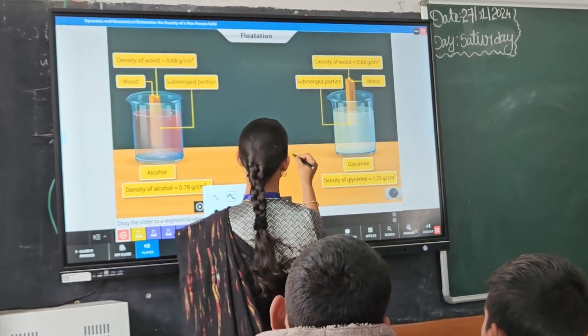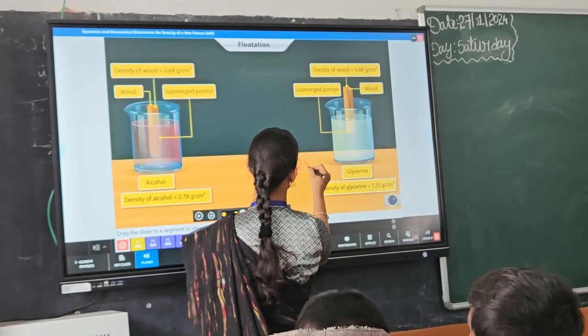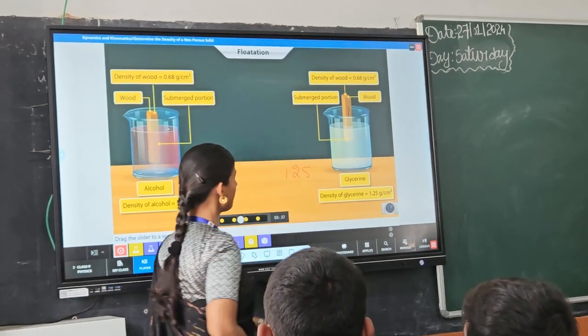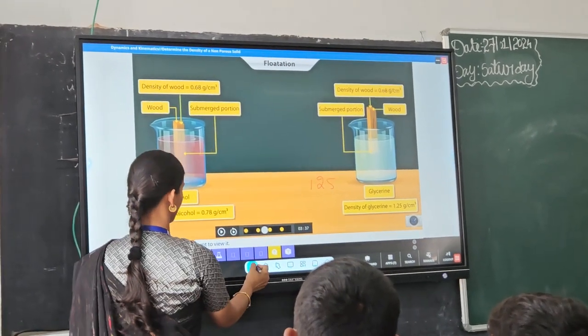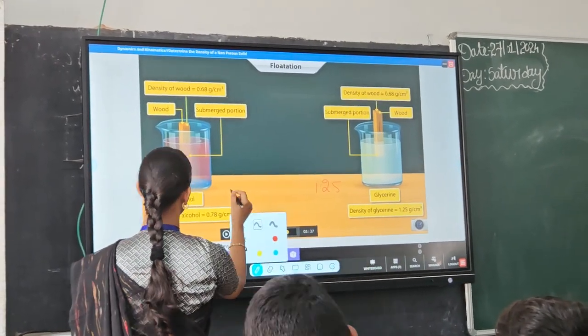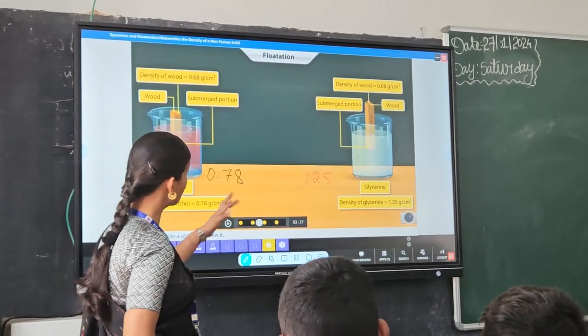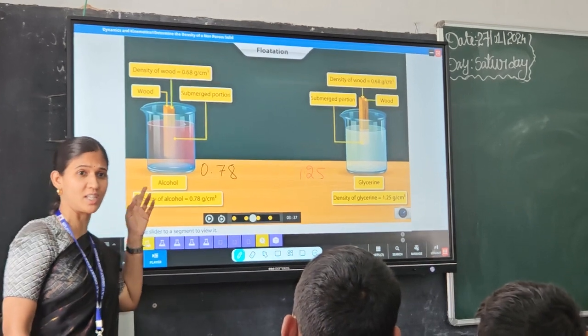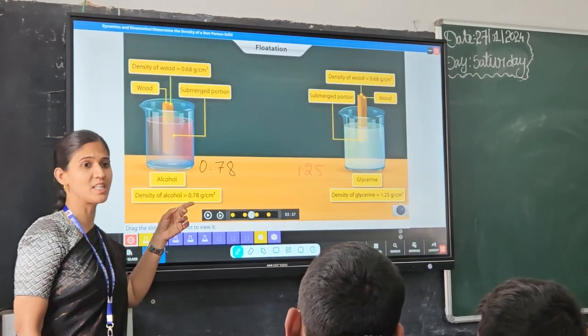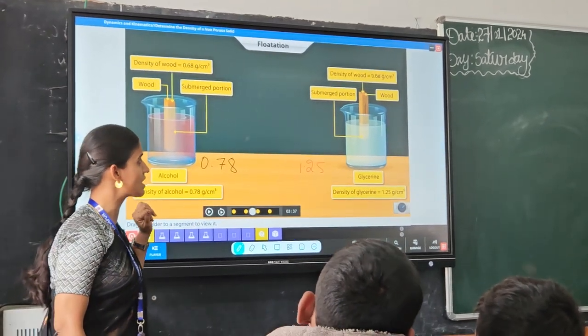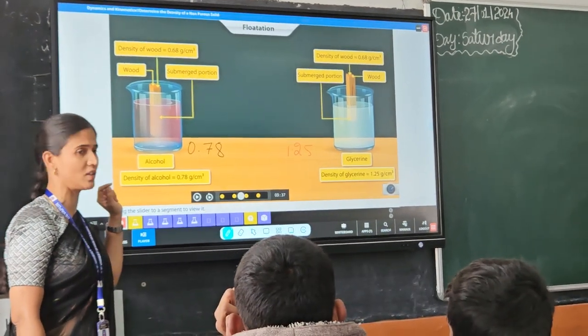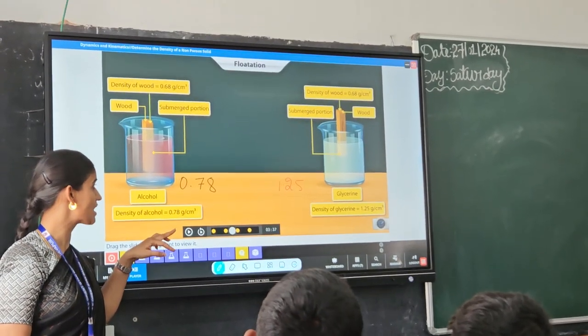1.25, no? 1.25. Density of glycerin. And density of alcohol? 0.78. So actually, if you compare these, both are liquids only, no? If you compare these both, whose density is more? Glycerin or alcohol? Glycerin density is more.